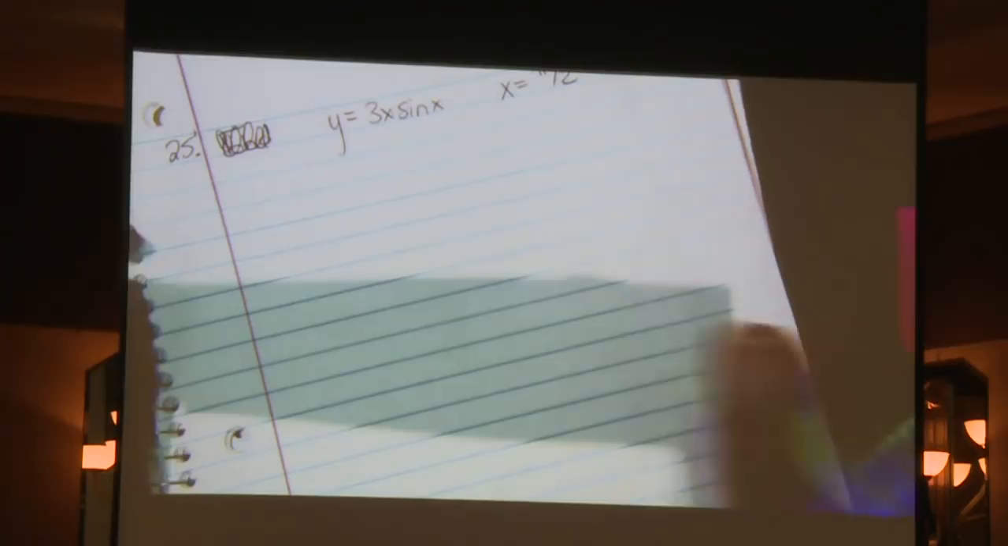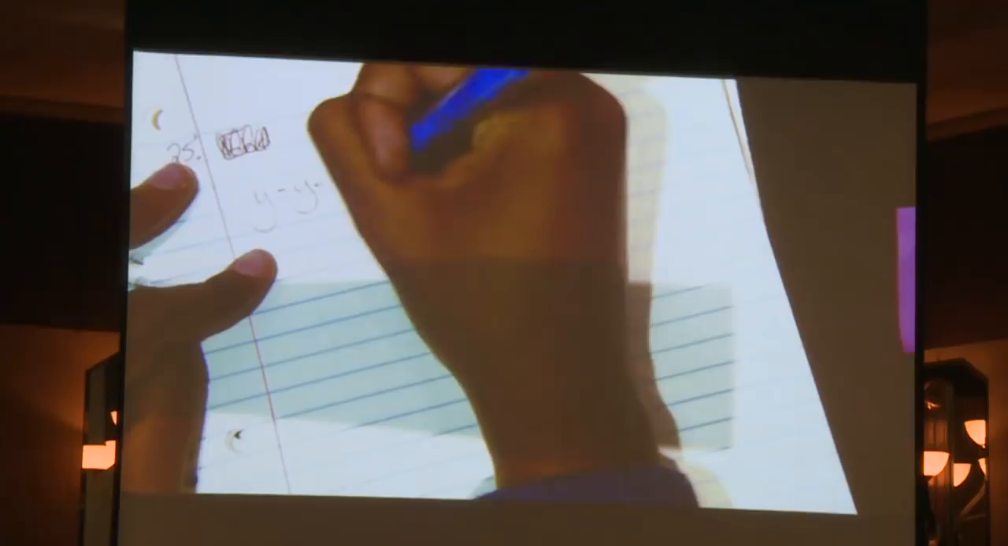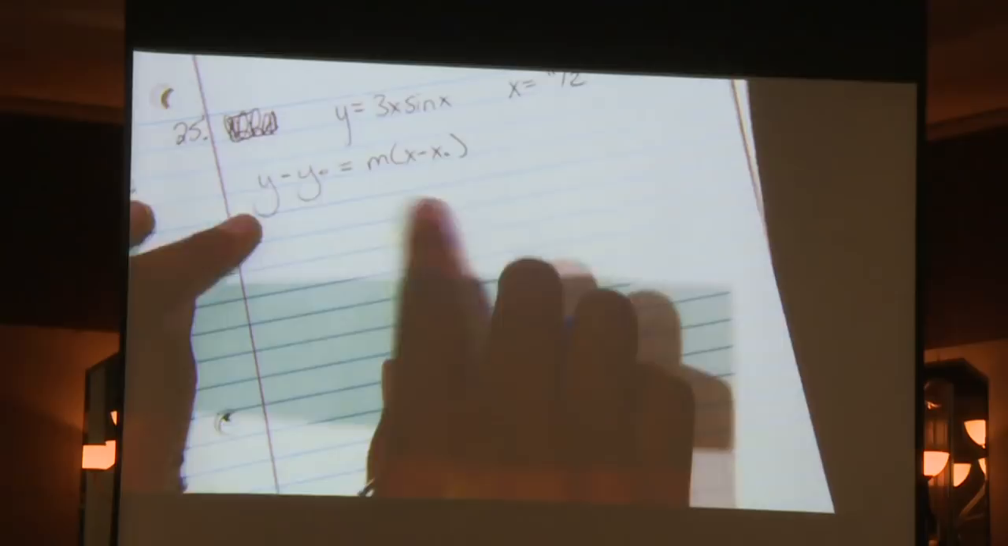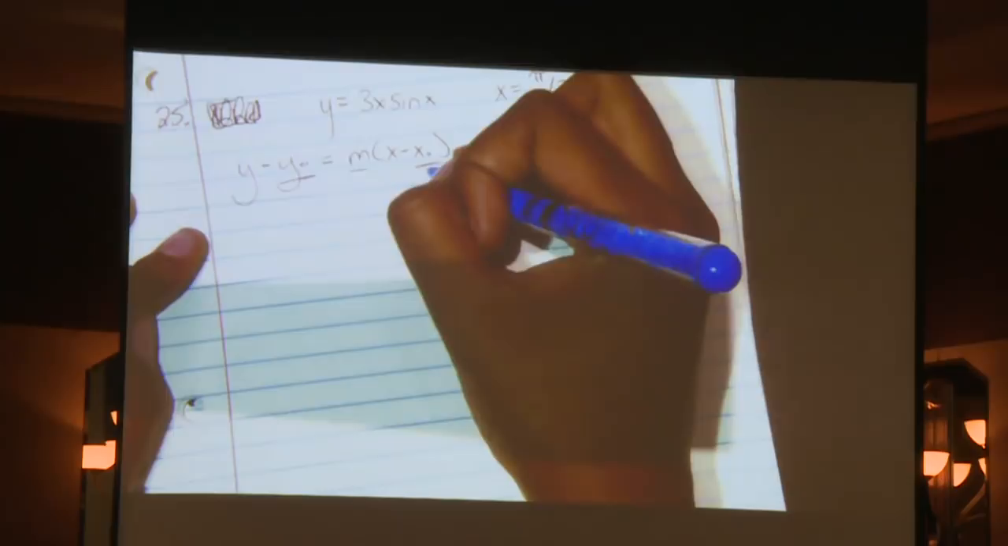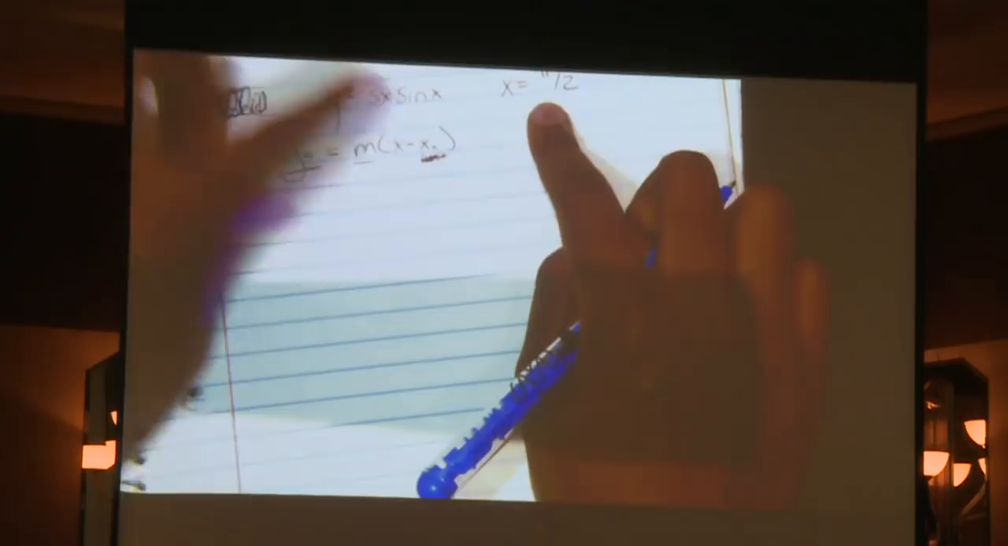So basically when it asks me to find my tangent line, I have to know what my tangent line equation looks like. And it looks like this. y minus y naught equals m times x minus x naught. Forever and always. So my unknowns in this case are this, this, and this. Oh, I'm sorry, I know my x naught, and that's this. Now, to find my y naught, I can just plug in my pi over 2 here. So when x equals pi over 2, I need to know what my y equals.